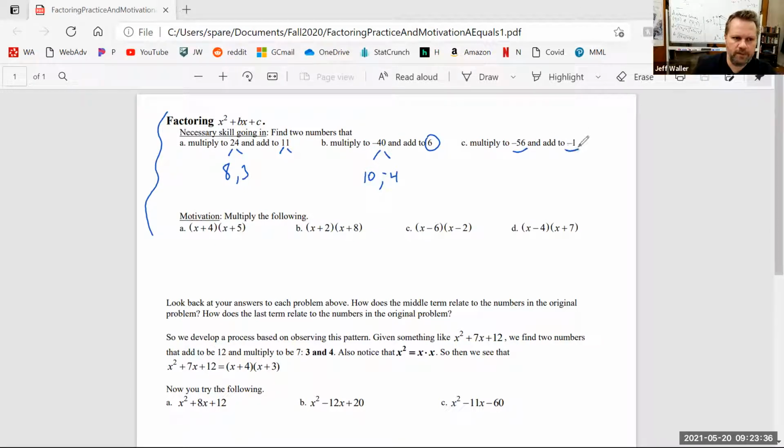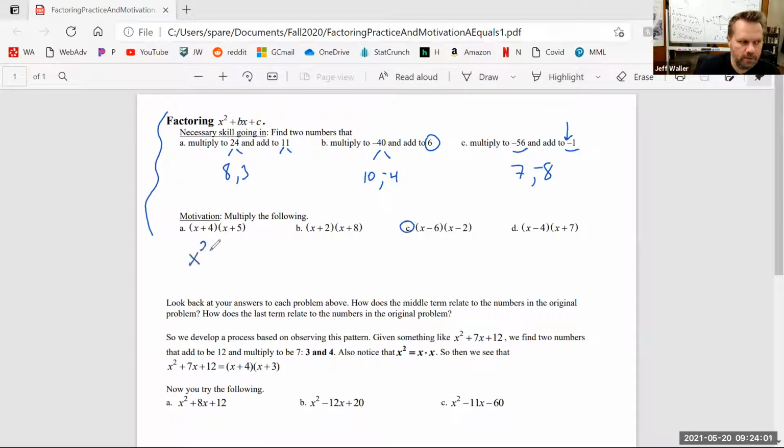Multiply to 56, add to be negative 1. So they got to be 1 apart. 7 and 8, and the bigger one has to be negative. So it might have seemed at the beginning like, what's this all about? We're just playing around with numbers. But because this is a specific skill we need to have, let's do these other two here real quick.